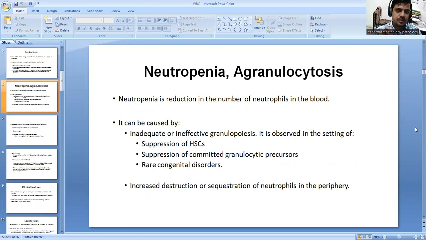Neutropenia is a reduction in the number of neutrophils in the blood. It can be caused by inadequate or ineffective granulopoiesis. It is observed in the setting of suppression of hematopoietic stem cells, suppression of committed granulocytic precursors, rare congenital disorders, and increased destruction or sequestration of neutrophils in the periphery.